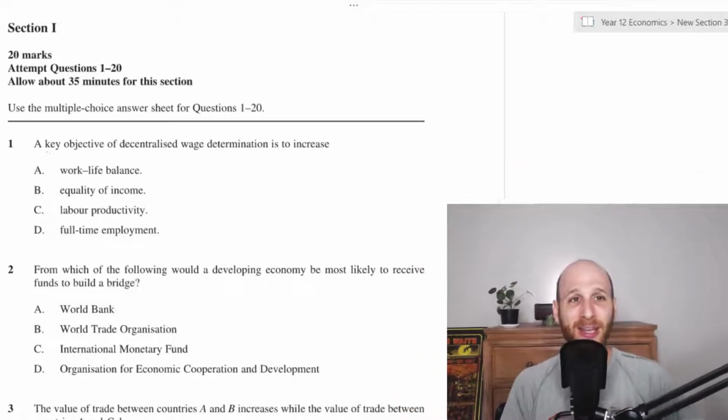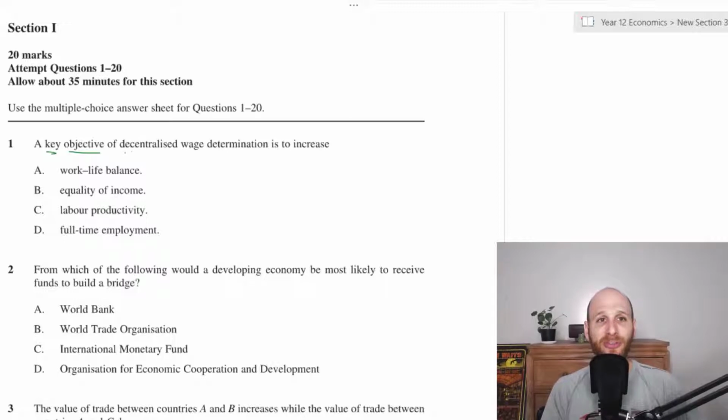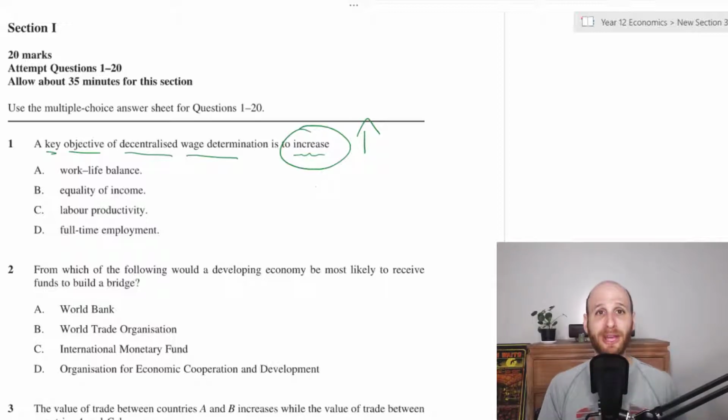A key objective of decentralized wage determination is to increase. So the first thing I'd like to show you is that whenever I have a direction in these multiple choice questions, up, down, I like to include the arrow. It can be stressful in an exam, so it's very helpful to me to remember what I'm trying to see. And so what I'm trying to see is which of the following will increase because of decentralized wage determination.